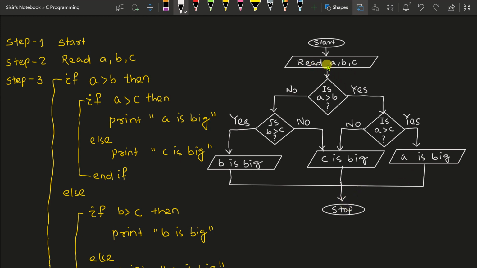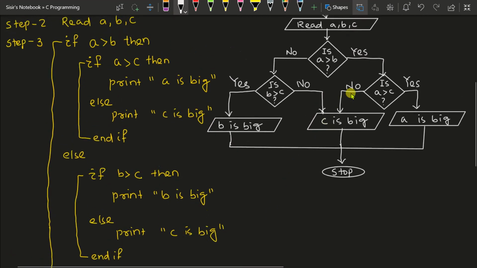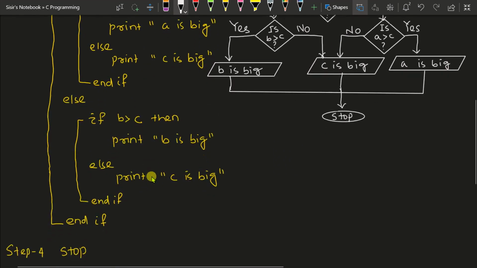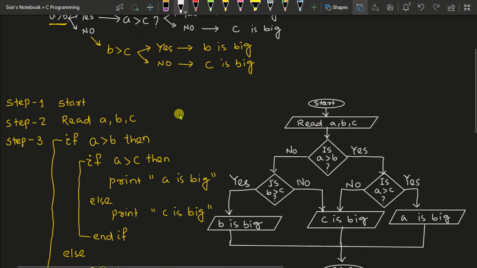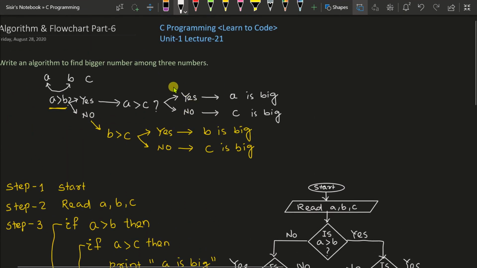Then suppose A greater than B is no. Then B greater than C. If it is no, then C is big. Then we'll go to stop. Is A greater than B? No. Is B greater than C? Yes. Then B is big and we'll go to stop. So this is how you have to draw the flowchart for this particular algorithm, known as the algorithm for finding out the bigger number among three numbers.